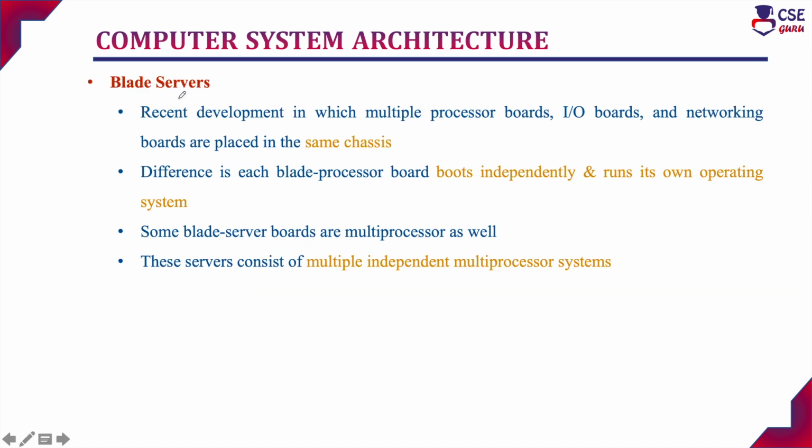Next is blade servers. What do you mean by blade servers? Multiple processor boards, IO boards and networking boards are placed on the same chassis. That is called blade servers. And these blade servers are mainly used to optimize the usage of physical space and energy. And here the main difference is each blade processor board will boot independently and also it will run its own operating system. And the blade server boards are multiprocessors as well. That is, we can implement multiple processor systems with blade servers also.